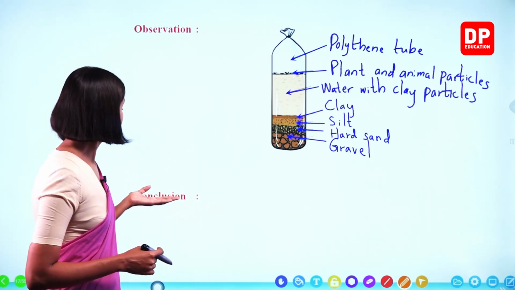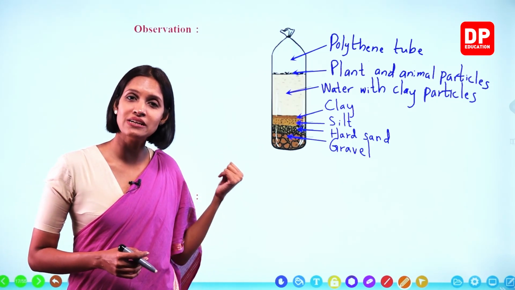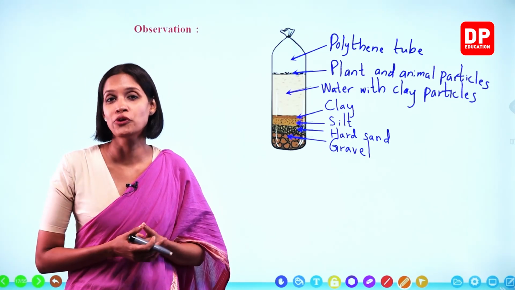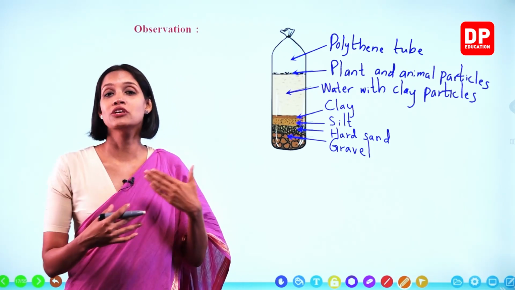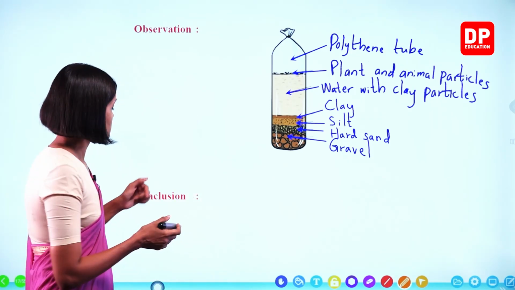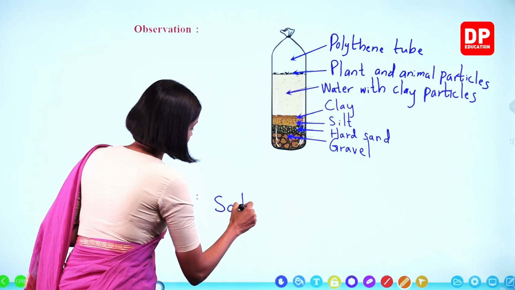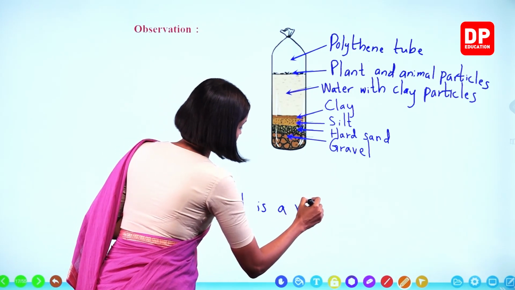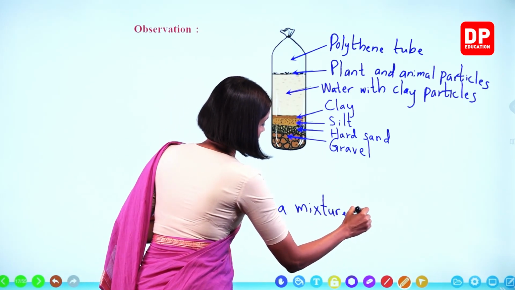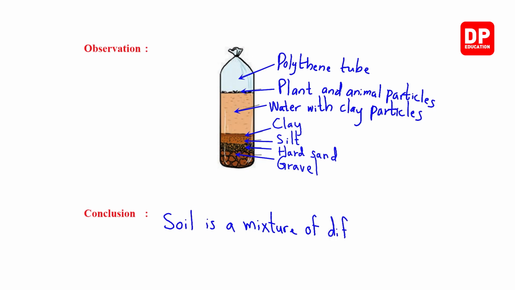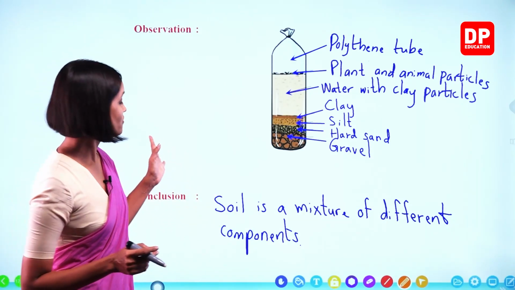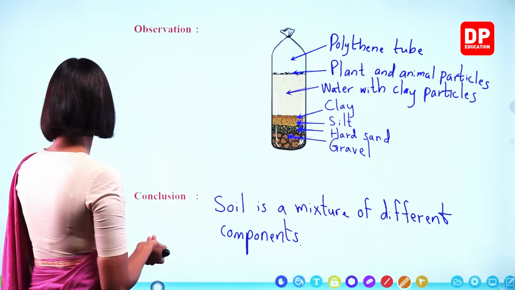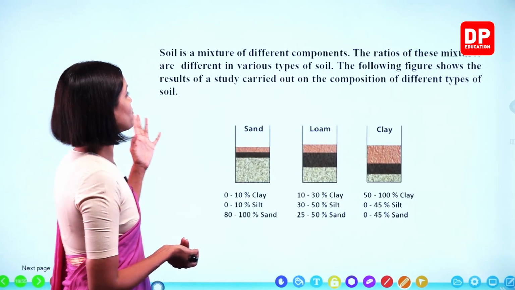Right? So what is the conclusion after doing this activity? It's very clear that soil is a mixture of different components. It's not just one thing, it's a mixture of different components. Okay, so what's the conclusion? Soil is a mixture of different components, okay? Soil is a mixture of different components, right, children? Okay. Soil is a mixture of different components.